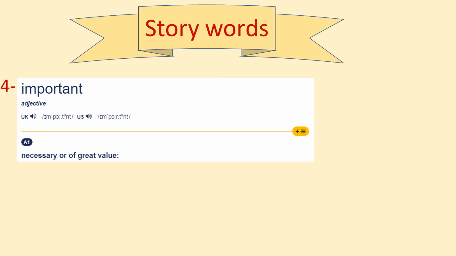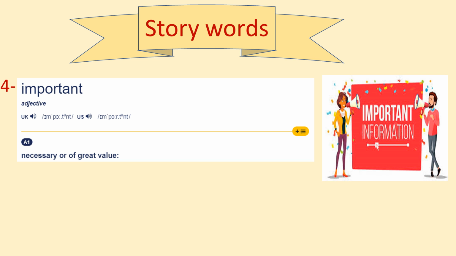So important means very necessary or of great value. Here, these two guys, they said, hey people, we have important information to tell you. So this is the meaning of important, necessary, or of great value. Again, we spell the word important as I-M-P-O-R-T-A-N-T. Important. Can you form a sentence for me using the word important?